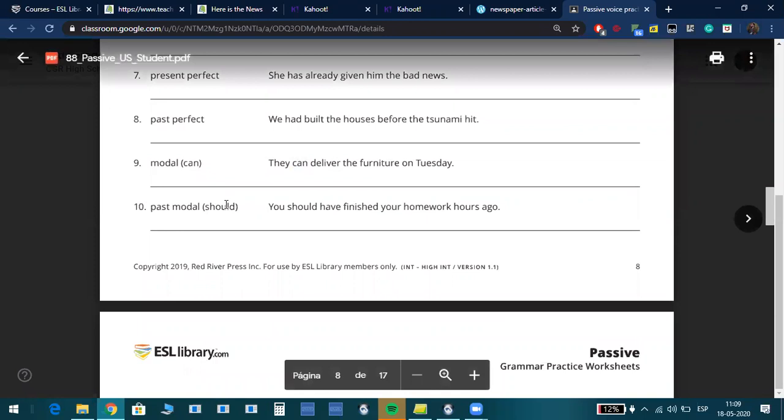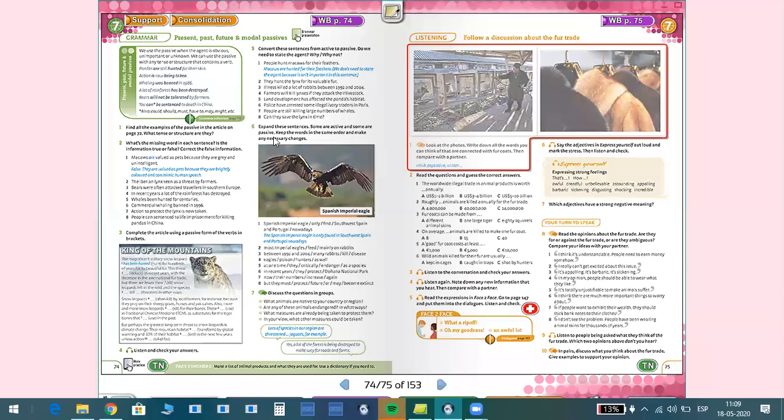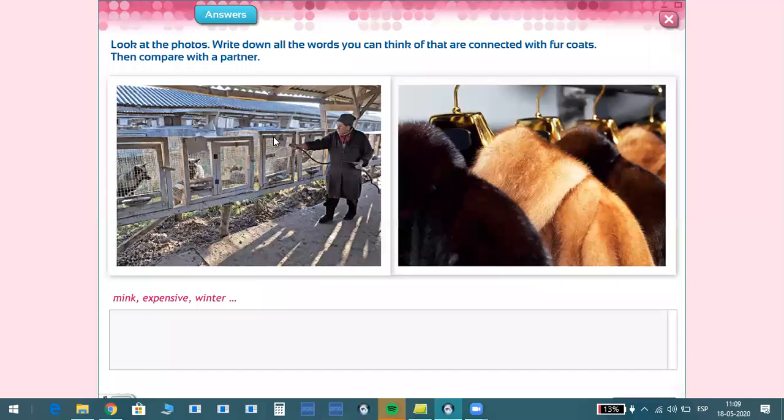Okie dokie. This was the homework. Let's move now to other things. I would like to talk about a little bit. Last week we talked about the animal trade. In this case, we talked specifically about animal testing. It was a bit terrible. But now I'll continue with another terrible topic, and this is the fur trade.